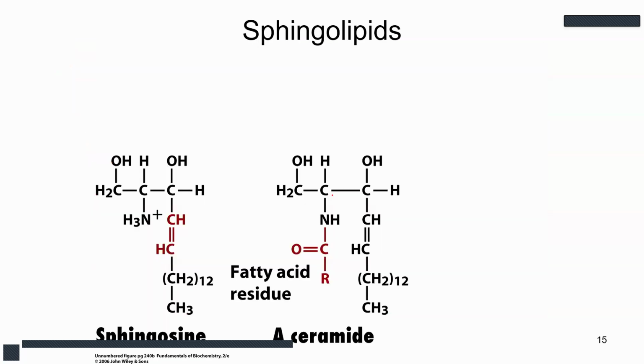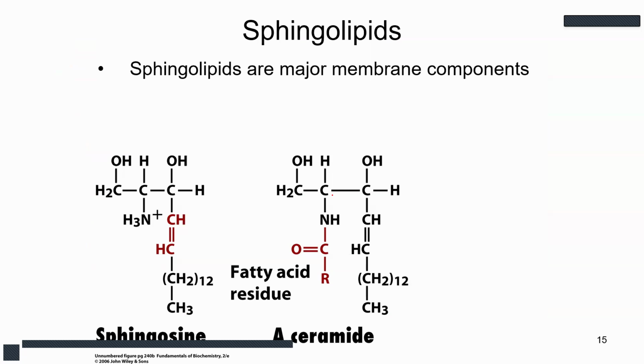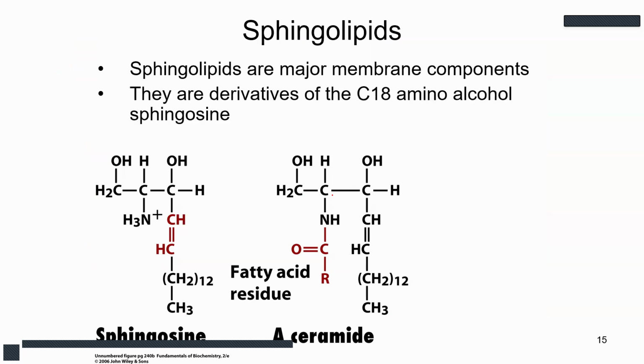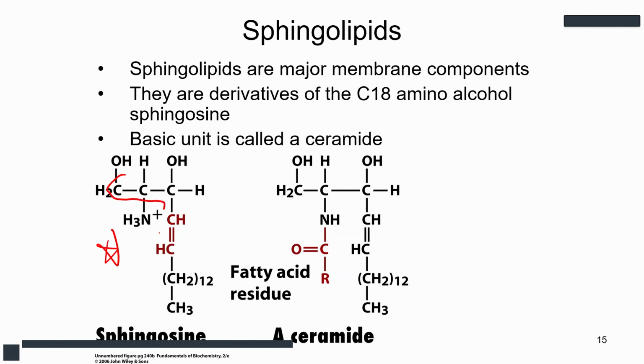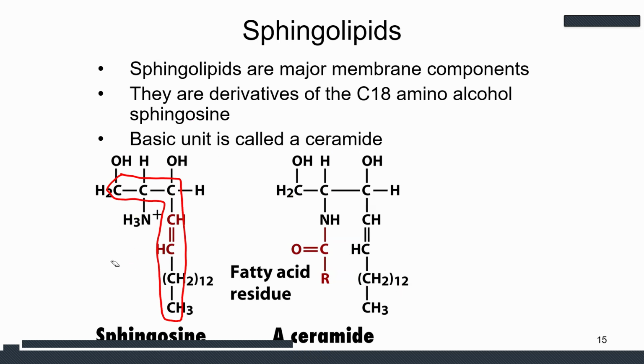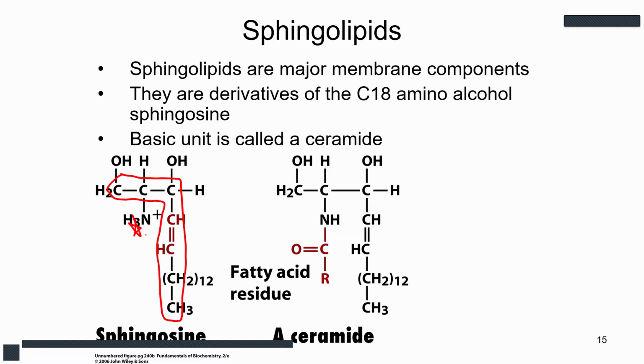All right. Now, sphingolipids. Sphingolipids are major membrane components. They are derivatives of an 18 carbon long amino alcohol known as sphingosine. The basic unit of a sphingosine is a ceramide. So on the far left here, we've got a sphingosine. Here's our 18 carbons that I alluded to earlier. And then here is our amine on this carbon. So this is an amino alcohol. Now, in order to make a sphingolipid, we take sphingosine and we take this amine right here, and that is where we add a fatty acid residue.